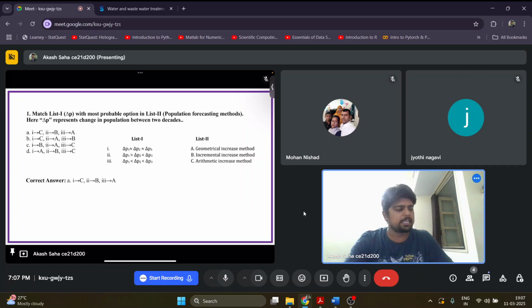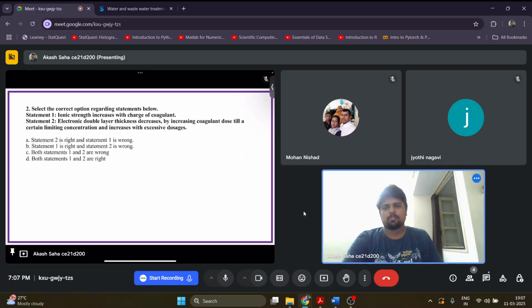So I think it is clear to all of you. We'll move to the next question. It says, select the correct option regarding the statements below. Statement 1 says ionic strength increases with the charge of coagulant. Then, electric double layer thickness decreases by increasing coagulant dose till a certain limiting concentration and increases with excessive dosages. So what do you think? Are both the statements true or wrong, or is only one of them correct?